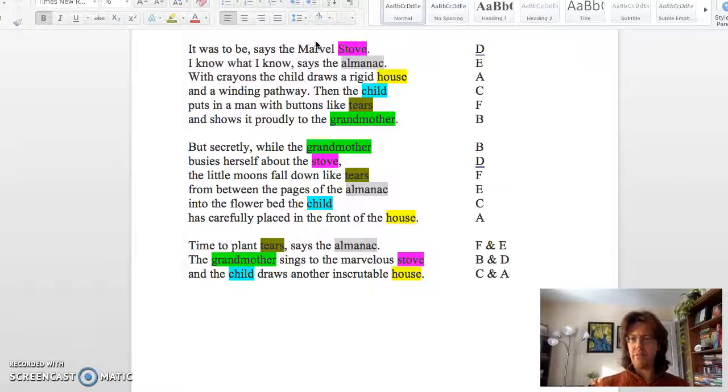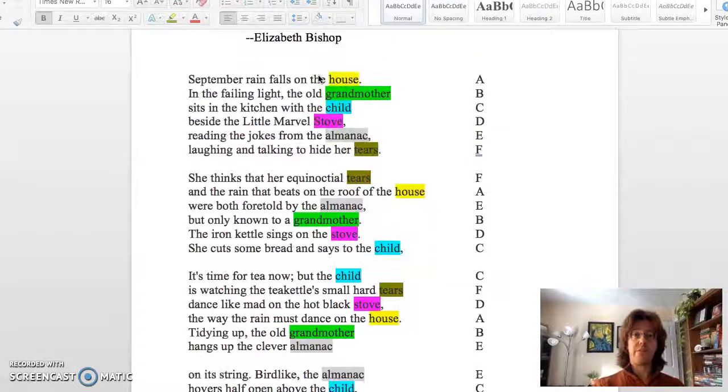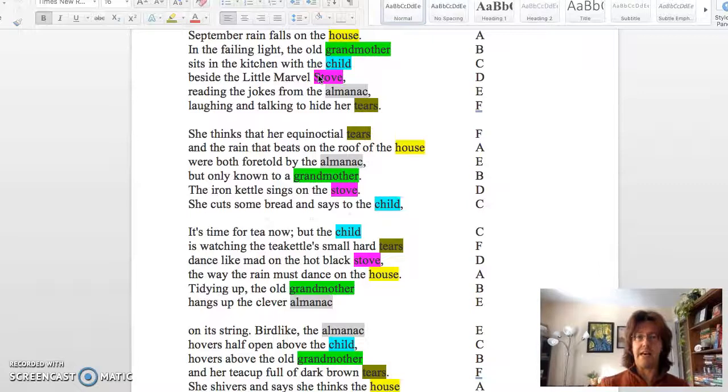If you take a pencil and you go through Grandmother Grace and you label those end words, you'll get the exact same pattern there that you get here. The first stanza of Grandmother Grace is A, B, C, D, E, F. The next is F, A, E, B, D, C. The next is C, F, D, A, B, E. I will not go on, you get the idea.